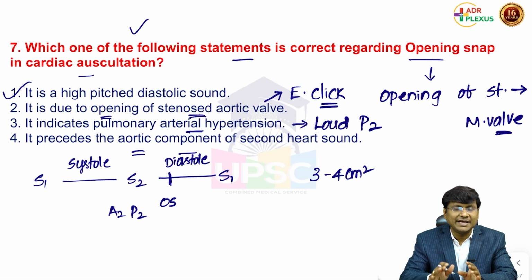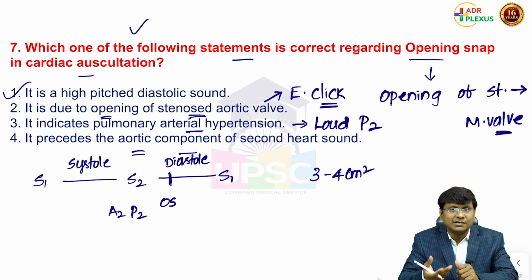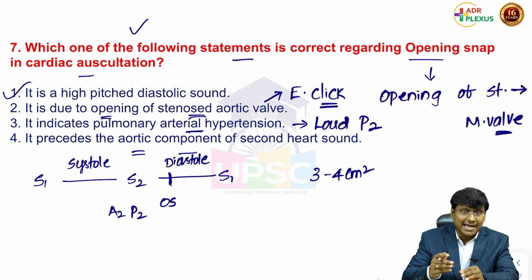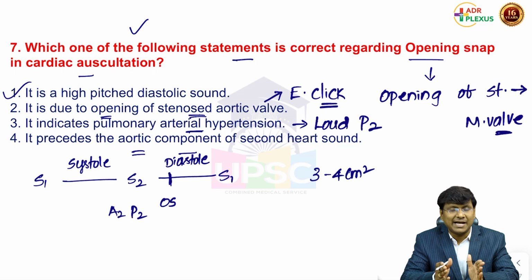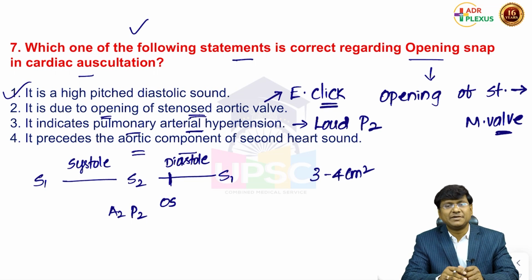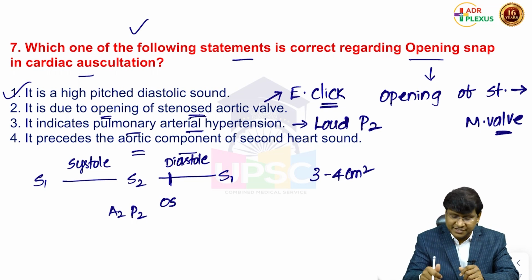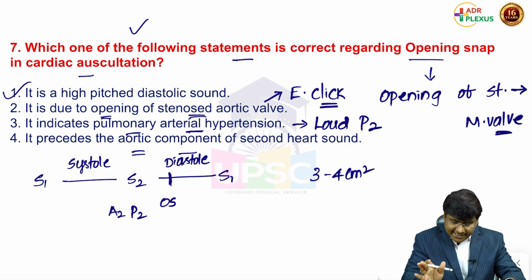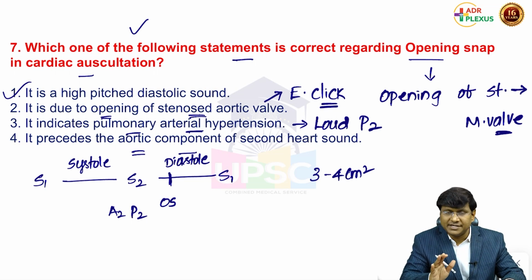And when the valve area is reduced to less than 2 centimeters square, that is the point when we call it aortic stenosis. Opening of the stenotic aortic valve will cause an ejection click. Then coming to pulmonary arterial hypertension, as I have just said, you will have a loud P2, and that it precedes the aortic component is a wrong statement. So this is about the question related to mitral stenosis.